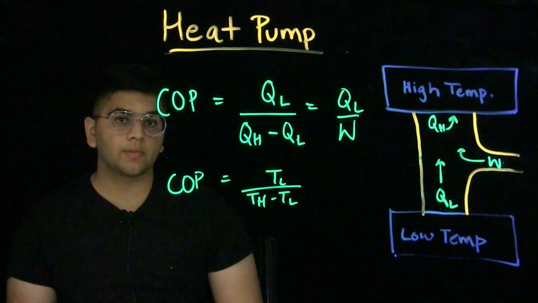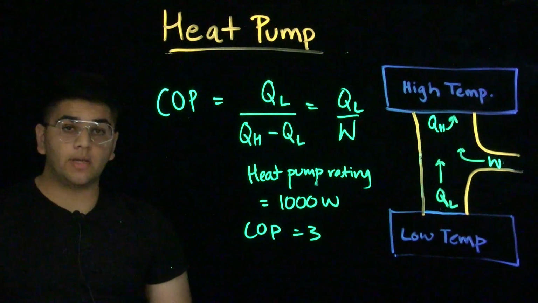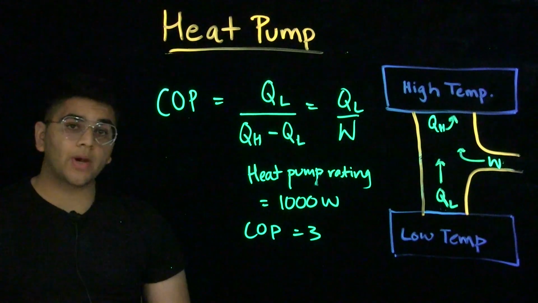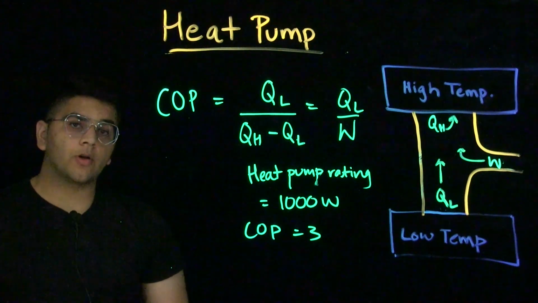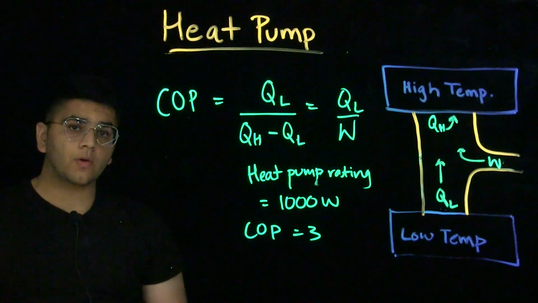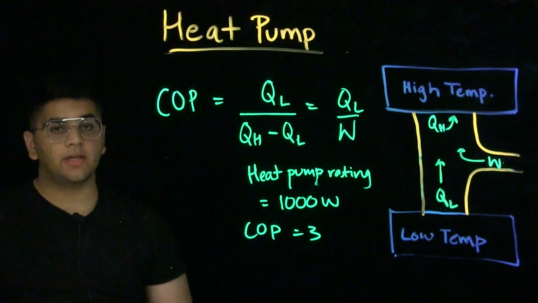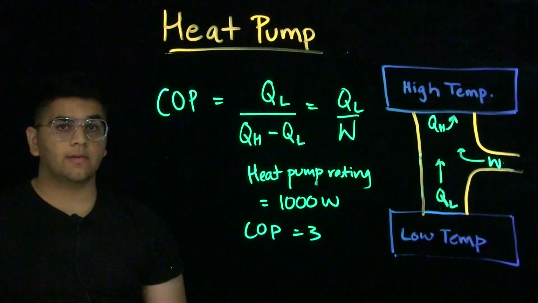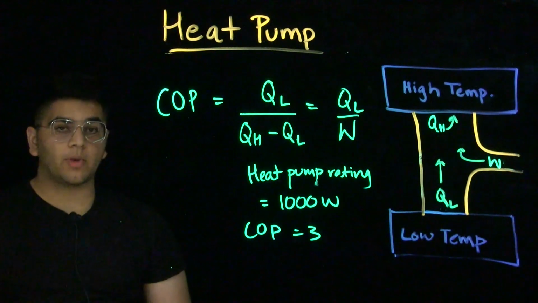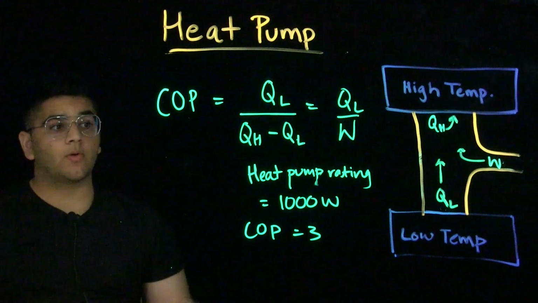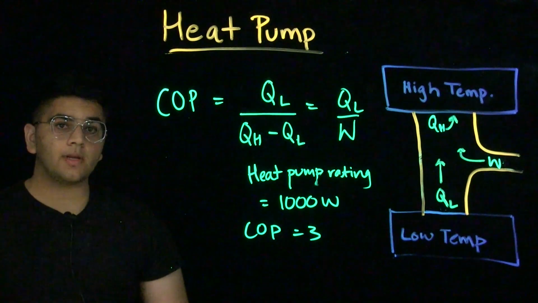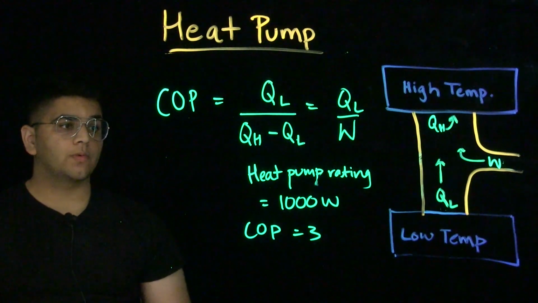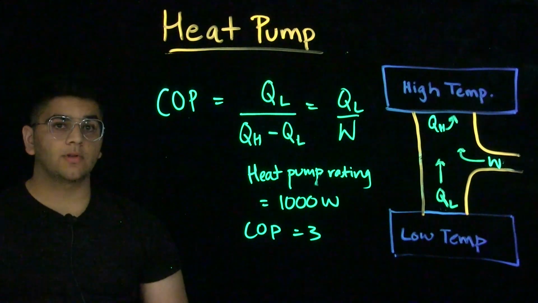Let's look at an example problem. Let's say we have a heat pump with the coefficient of performance of 3, and it is rated at 1,000 watts. We want to know what the heat going into the high temperature environment is and the heat coming out of our low temperature environment for this particular setting per second. Now, if you cast your mind back, we know that power, which we see as watts, is energy over time. So per second, we are expending 1,000 joules of work.